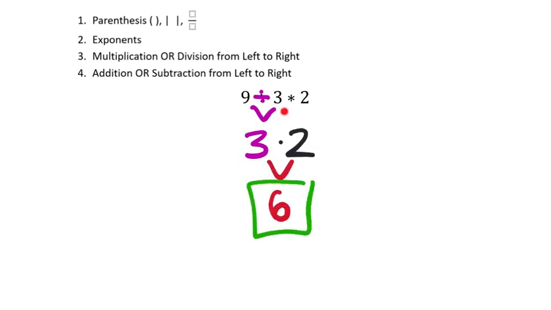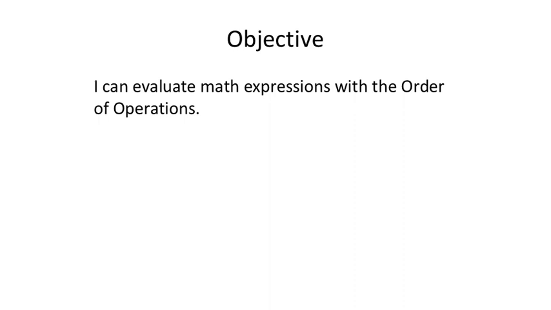But we don't want to do 3 times 2 first, which is 6, and then 9 divided by 6. You could get a fraction. You can get fractional answers. That's fine. It's just that's out of order right there. All right, so there's our objective. I can evaluate math expressions with the order of operations.